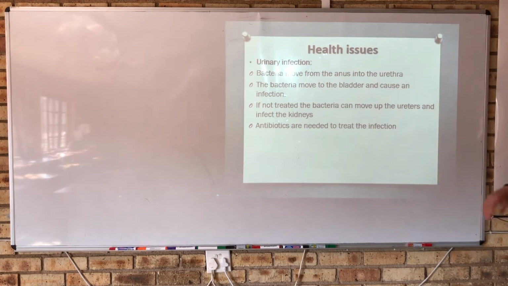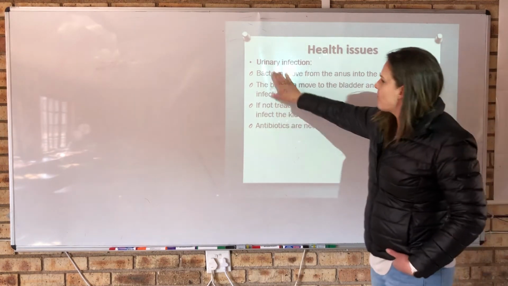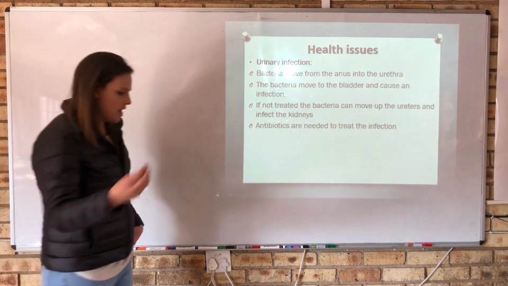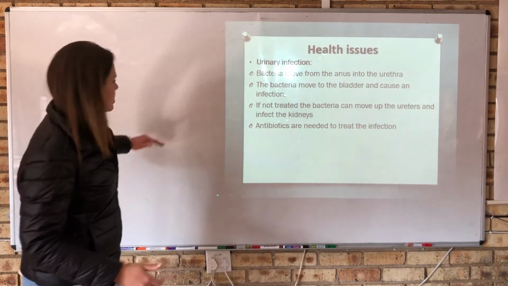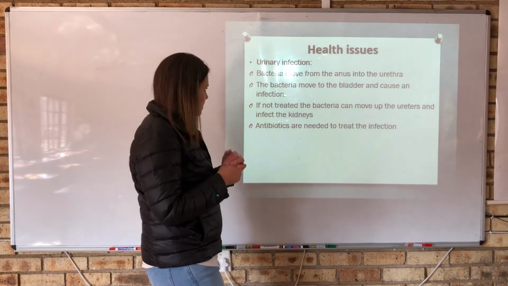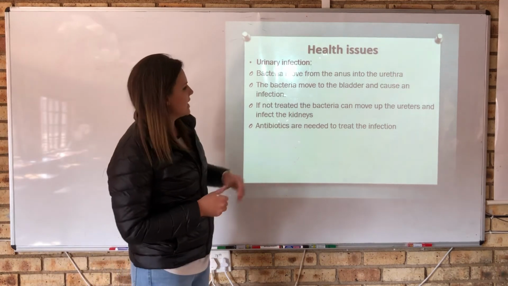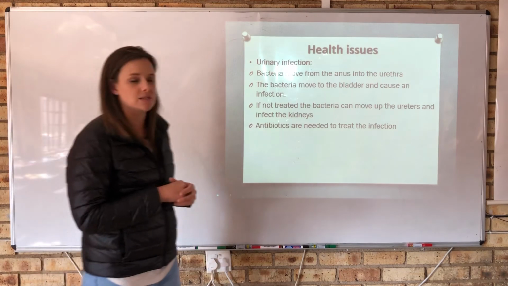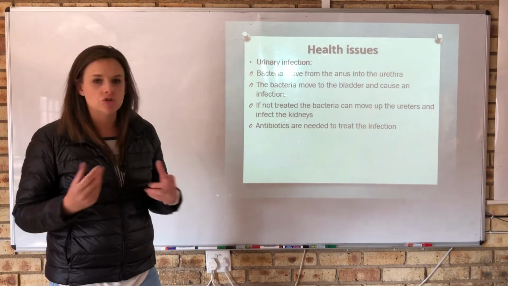A very, very common health issue, specifically in females, is a bladder infection, or what we call a urinary infection. A bladder infection is caused because bacteria from the anus moves into the urethra. It moves from the urethra into the bladder, and then that causes a bladder infection. So the bacteria move to the bladder and cause an infection. If not treated, the bacteria can move up the ureters and ultimately into the kidneys. And so that can be very dangerous, causing renal failure. Antibiotics are needed to treat this infection.